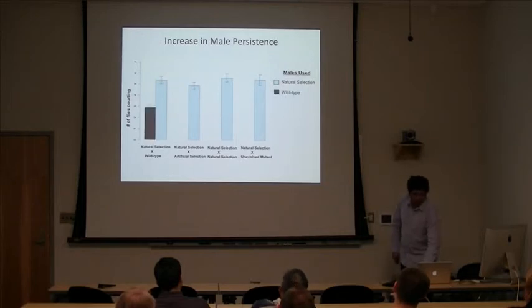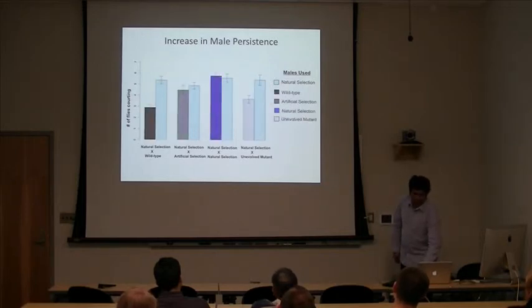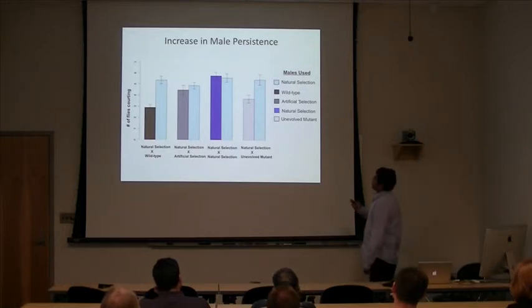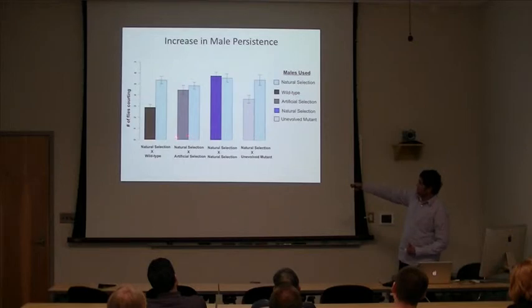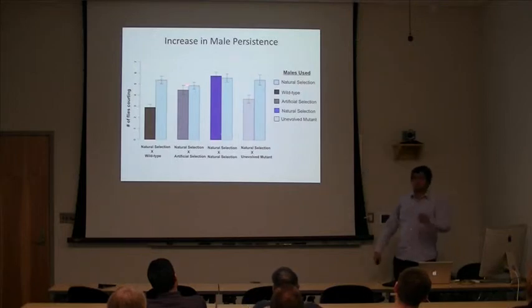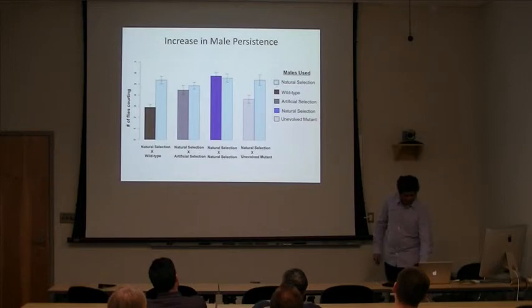But the reciprocal is not always true. So if you give a wild type male a natural selection female, the courtship is not that big. Same goes, but it's different for these guys. For the base, again, it's long. So in this case, the males are consistently courting in a high manner, or they're very persistent.